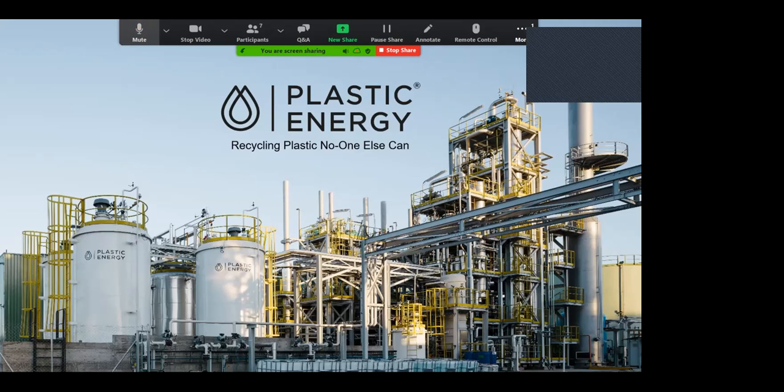All right. Our next presenter is Lauren Versagli, and Lauren's the corporate development with USA for Plastic Energy. This is going to be talking about pyrolysis.